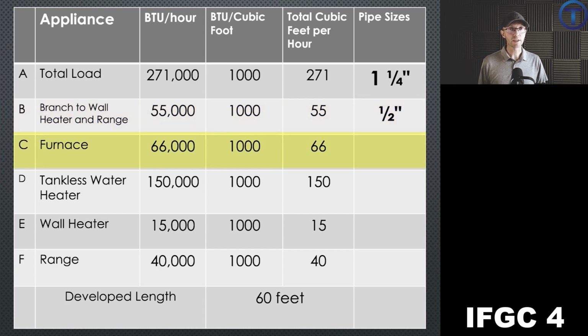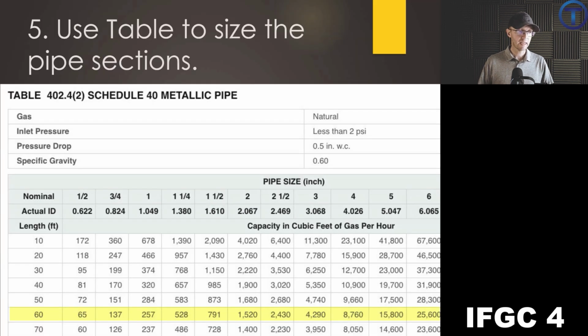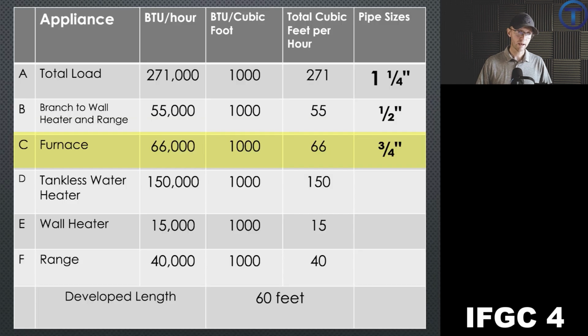Let's examine the furnace. The furnace has 66 cubic feet per hour. If I go to line 60, that's more than 65, but it's less than 137, so I'm going to go up in that column, and I find 3/4 inch pipe. I'll put that on my table. Furnace is going to need a 3/4 inch pipe.